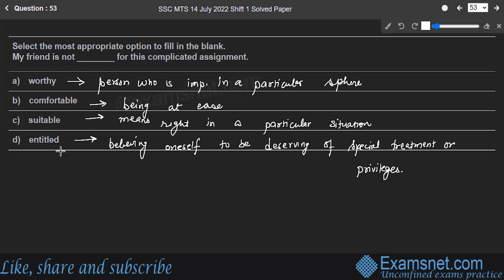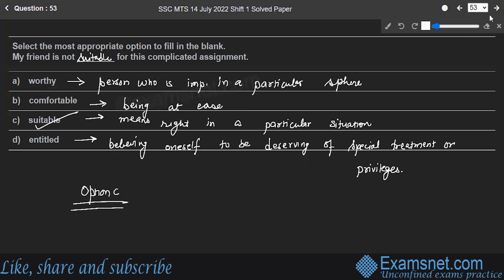All right. So, looking at all the meanings, the implied meaning of the sentence is my acquaintance is unfit to do all these challenging tasks. So, as per the meaning of the given words, suitable is the most appropriate word to fill in the blank. My friend is not suitable for this complicated assignment. So, option C is the correct answer to the question.